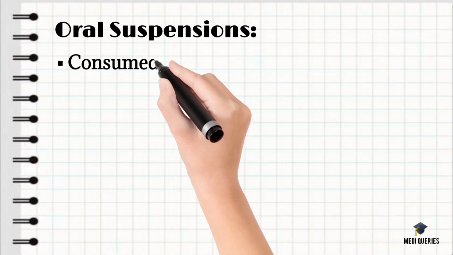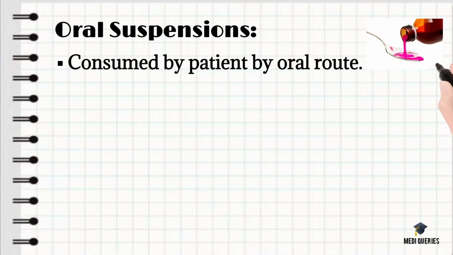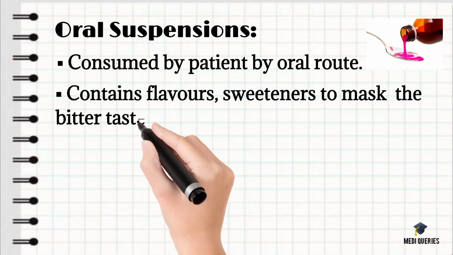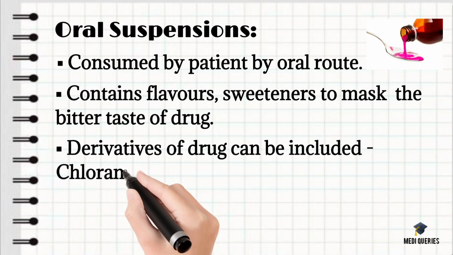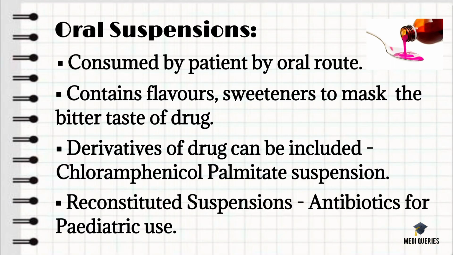First, start with oral suspensions. These suspensions are to be consumed by the patient by the oral route only. Oral suspensions generally contain flavoring agents and sweetening agents to mask the bitter taste of the drug. They are also made palatable by using suitable derivatives of the drug. For example, chloramphenicol palmitate suspension is prepared to mask the bitter taste of chloramphenicol.